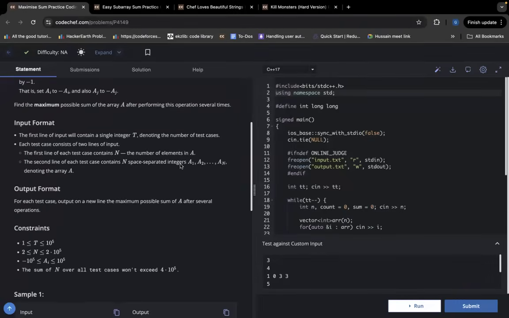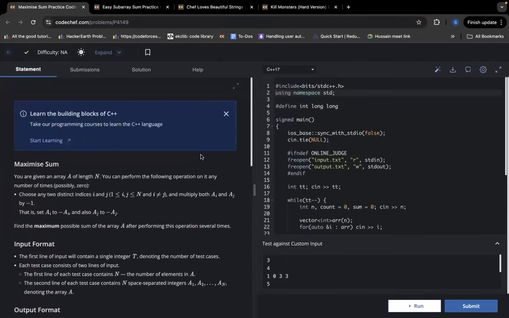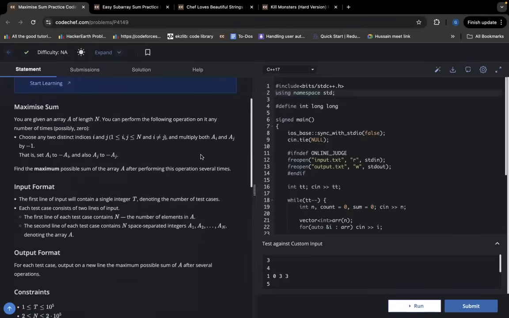So what does maximize sum say, guys? First of all, how many of you were not able to solve this problem? Okay, nobody? Or was everyone able to solve this problem? Great. So let me just discuss this problem briefly. I hope I am audible and my screen is visible. Do confirm that in the chat. Okay.